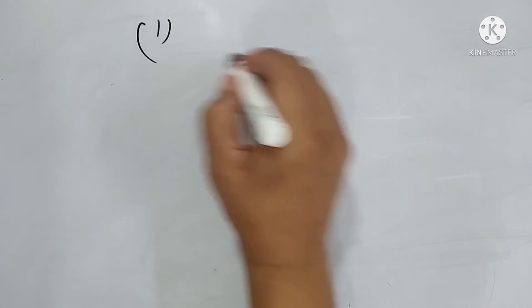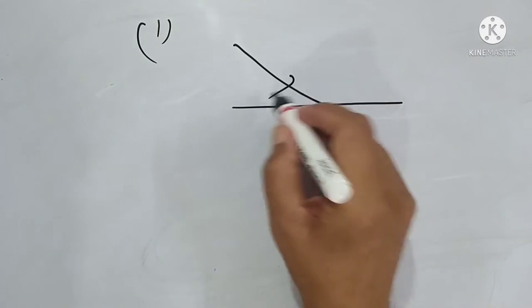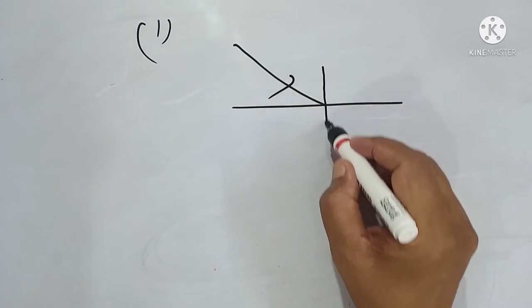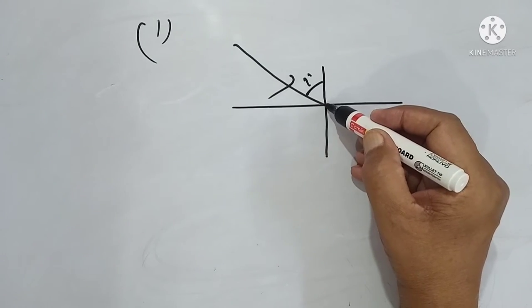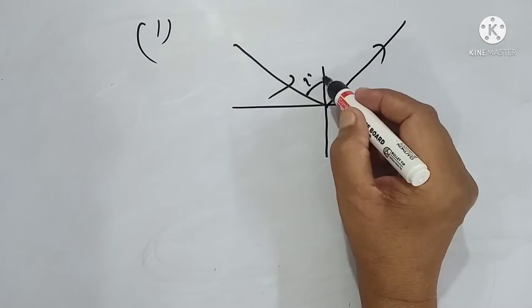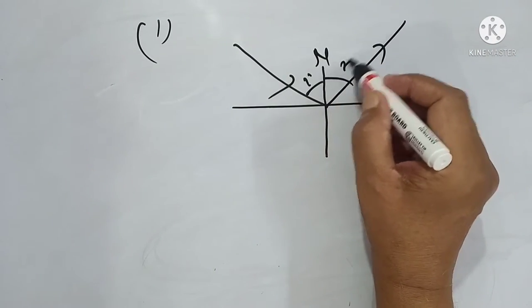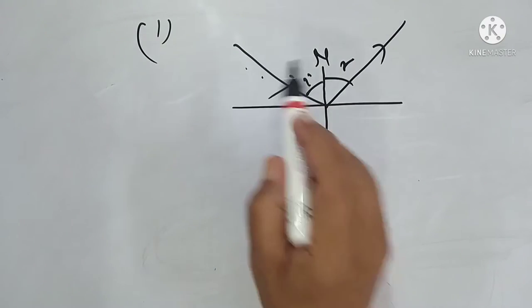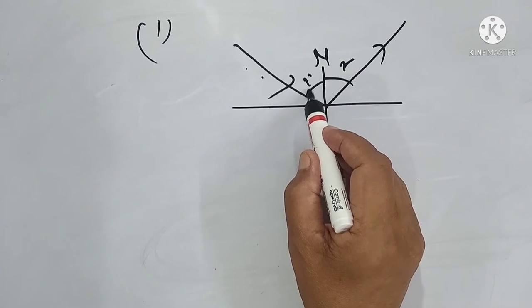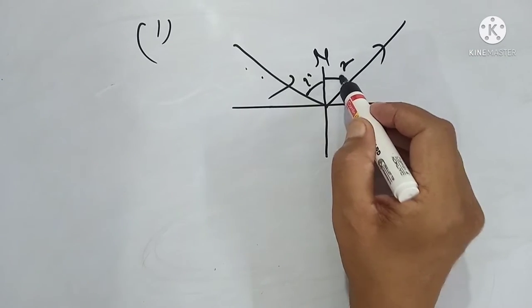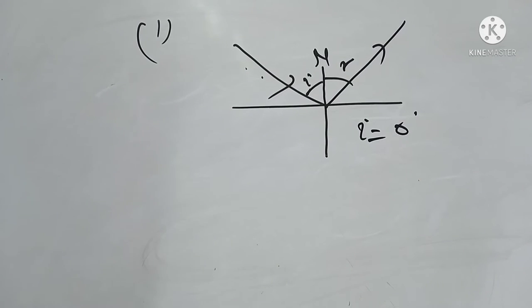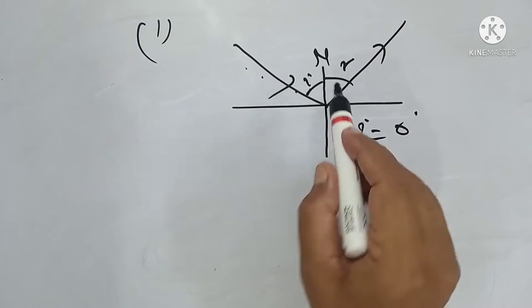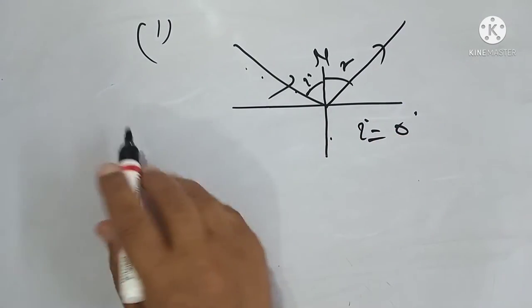First one is, when light falls on any surface, there is a normal at the point of incidence, and the light always goes in the same region, making equal angle with the normal. This is called the incident ray, this is the angle of incidence, this is the reflected ray, the angle of reflection. So the first law is i is always equal to r. The second law is: the incident ray, normal, and reflected ray are always on the same plane.